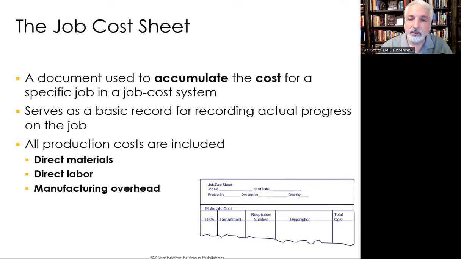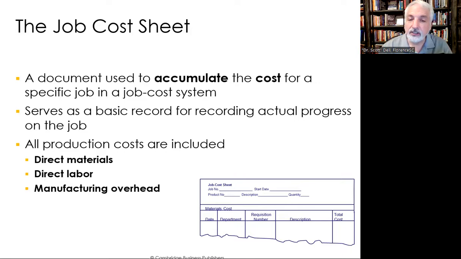We then go ahead and we have a job cost sheet. In order, we have a date, department, requisition number, description, total cost, and our job cost has the job number. Can't get away from numbers. We have a start date. We have a product number, or description, or quantity. So this job cost sheet is an order sheet, and it accumulates the cost as we go through the job cost system, accumulating the cost as we go. This is our basic record keeping. It looks like a manual process, but these days everything is pretty well automated.